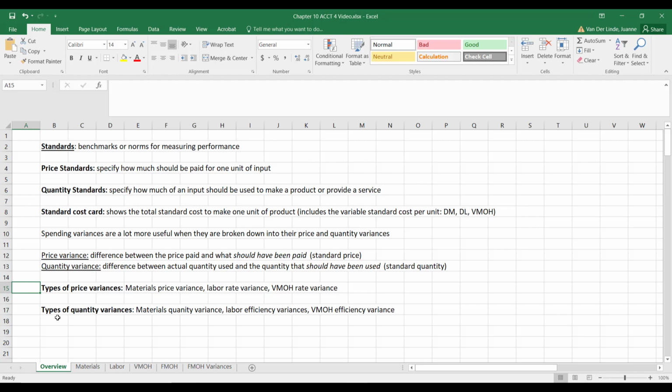There are different kinds of price variances here: a materials price variance, a labor rate variance, and a variable manufacturing overhead rate variance. All of these use the same general calculations; they're just called something slightly different based on what we're talking about. And the types of quantity variances are the materials quantity variance, the labor efficiency variance, and the variable manufacturing overhead efficiency variance. In Chapter 10, we'll learn how to find all 6 of these kinds of variances, and we'll take it a step further in the appendix to find variances as they apply to fixed manufacturing overhead.